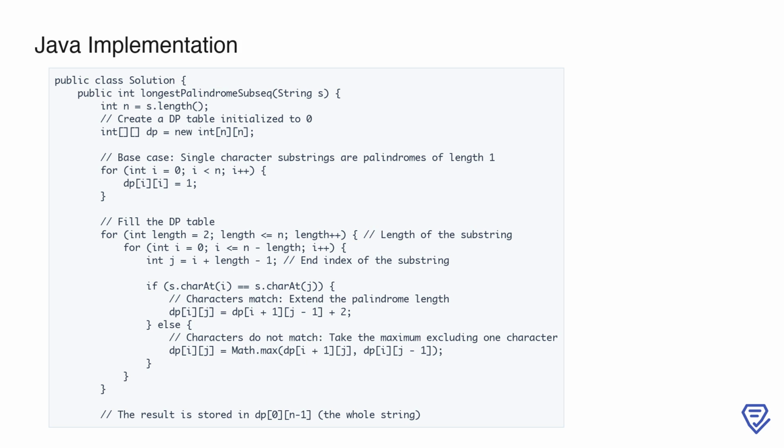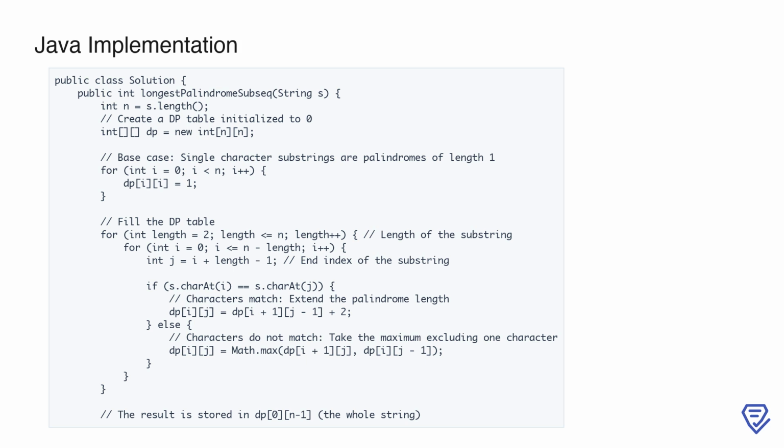After handling the base case, we proceed to fill the dp table. We use a nested loop structure. The outer loop iterates over different substring lengths, starting from 2 and going up to the length of the string. The inner loop iterates over the possible starting indices of these substrings, calculating the corresponding ending index as j.